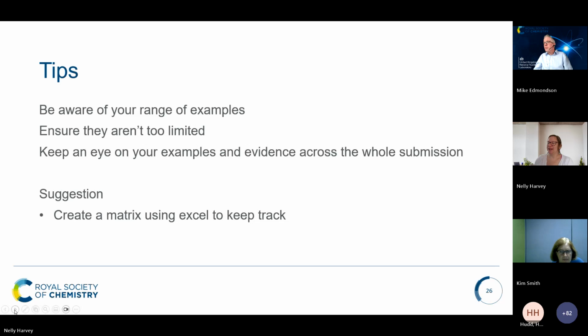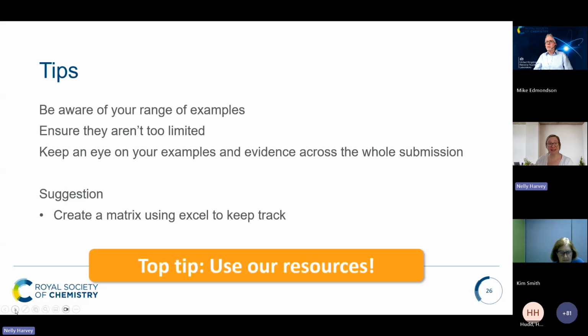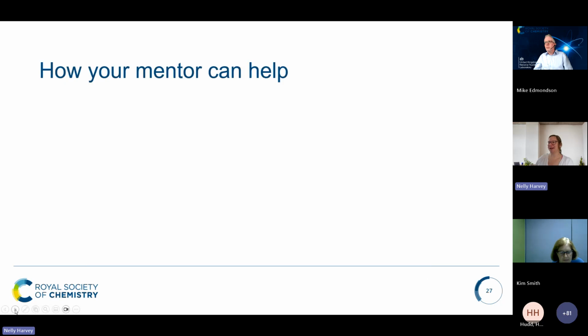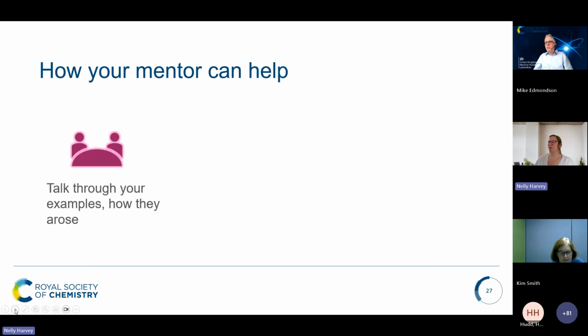So last, we'll kind of end on some tips. Make sure that you have a range of examples and your statements are nice and varied. You could create a matrix using Excel to keep track, if you're using this particular situation for this attribute, how many other attributes are you using that for as well. Use our resources, another top tip from our team members. We've got loads of resources on our members area to help you. And then we'll finish with how your mentor can help you.